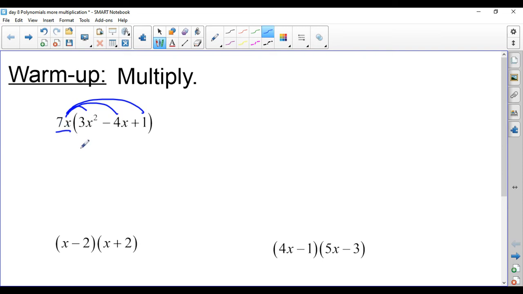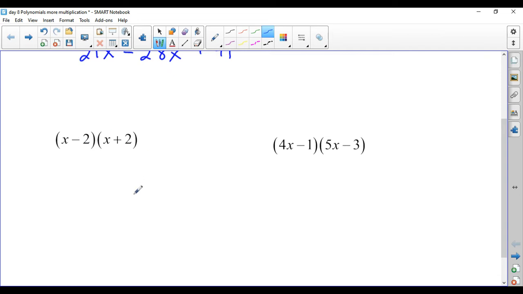So here I would do 7 times 3 is 21, and x times x squared, remember this is x to the first times x to the second, is x to the third. You add the exponents. Then I would do 7x times minus 4x, which would be minus 28x squared. And 7x times 1 is 7x. So that's monomial times any polynomial, you distribute.